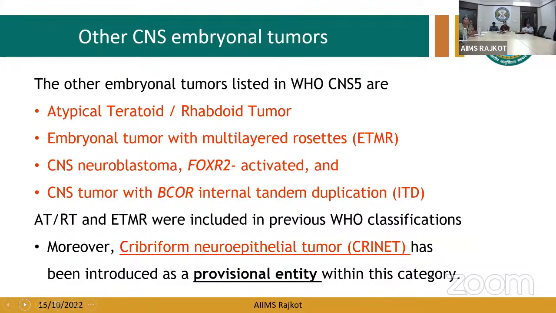Now, other CNS embryonal tumors like atypical teratoid rhabdoid tumor, embryonal tumor with multi-layered rosettes, CNS neuroblastoma with FOXR2 activated, and CNS tumor with BCOR ITD have also been added. Cribriform neuroepithelial tumor is a provisional entity.